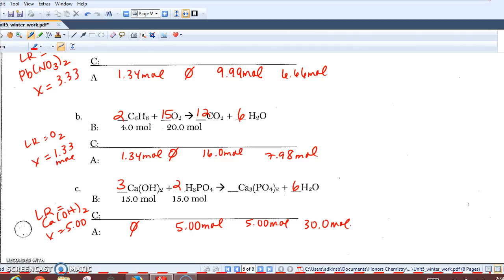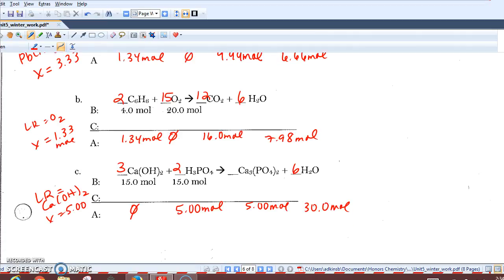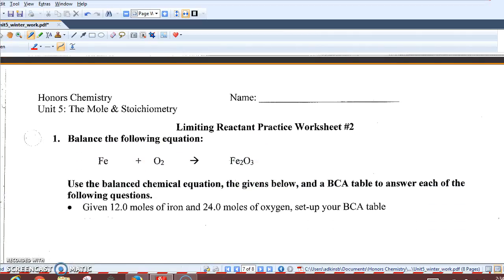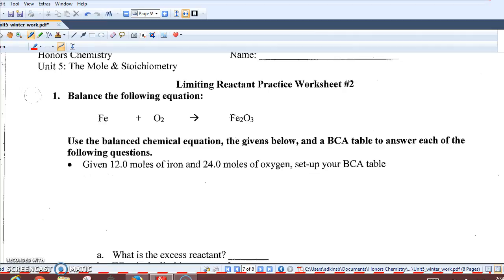So if you did pretty well on those, feel free to go ahead and move on to the next page, which is a little bit more of the same, but also gets into a little bit of mass, but it kind of baby steps you through it. And then on the back side, there's a little bit more, I believe, where they start you with mass and you have to get to moles.